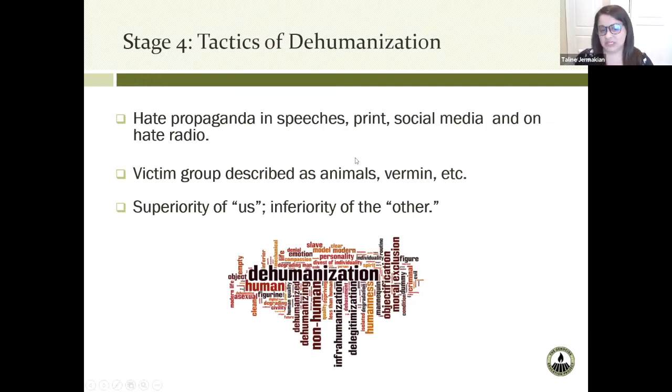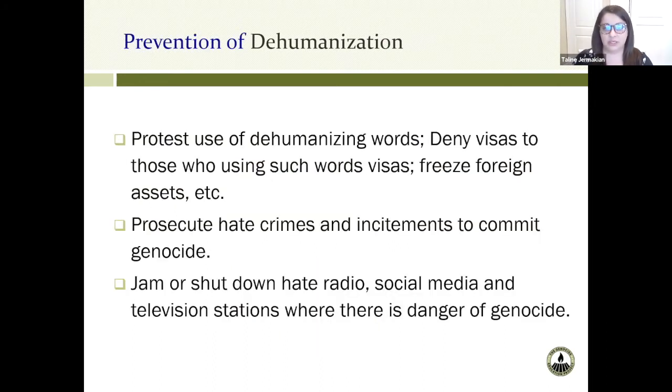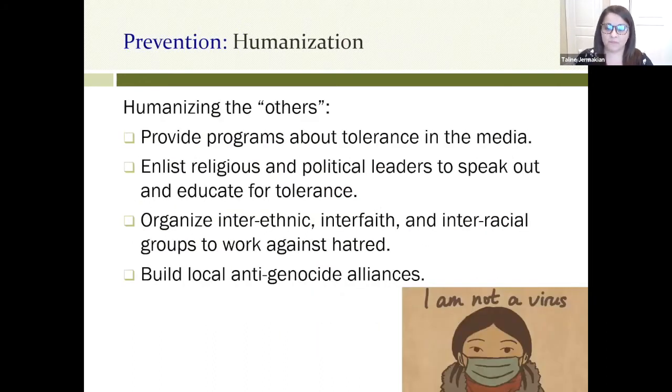Tactics of dehumanization. How do we, as a critical thinking component, stop the tactics of dehumanization? Do we not give the platform in speeches, print, social media? Do we not use comparisons to animals or vermin for people? This is where our students would come up with these prevention strategies, which would be humanization.